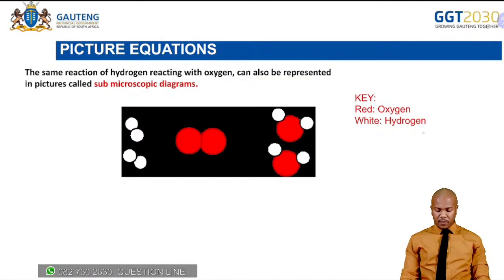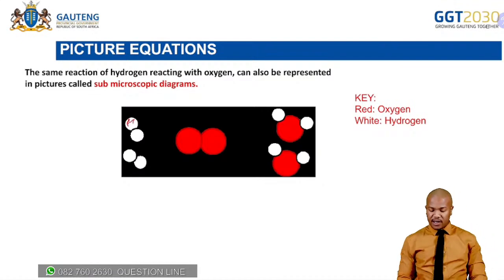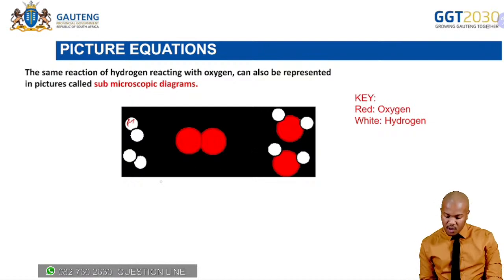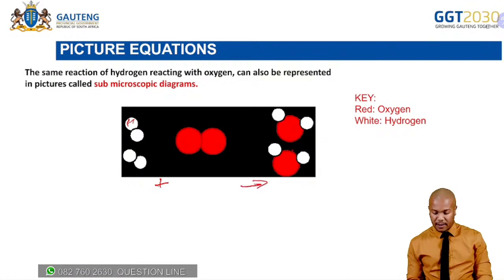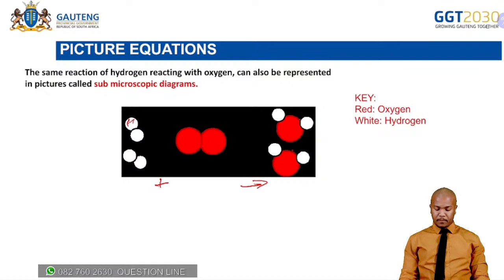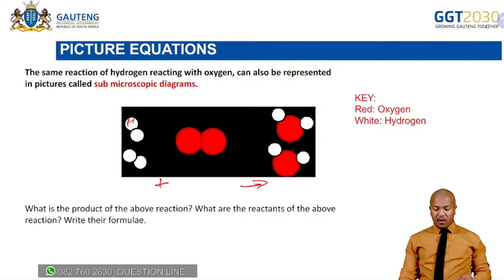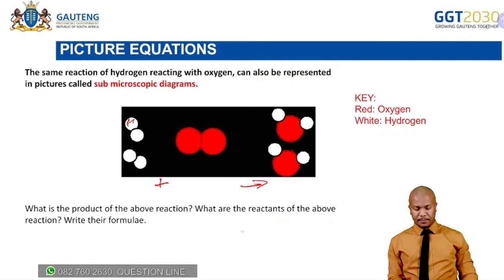Are we together? So we have the white ones are hydrogen, red ones are oxygen, and we have a product here. So it means what? The hydrogens react together with the oxygens to form these products here. Are we together? Right. Now, what is the product of the reaction above? What are the reactants of the above reaction? And write their formulae. Let's write the formula together.